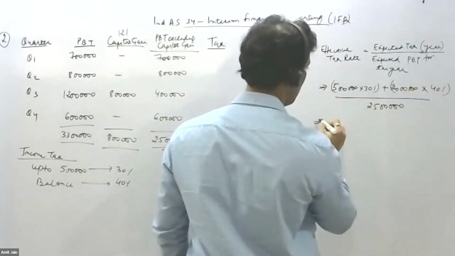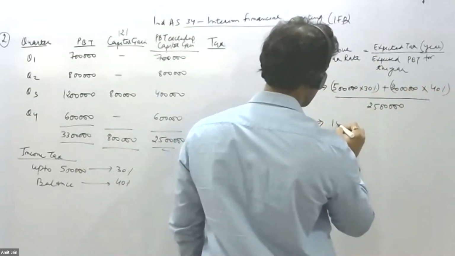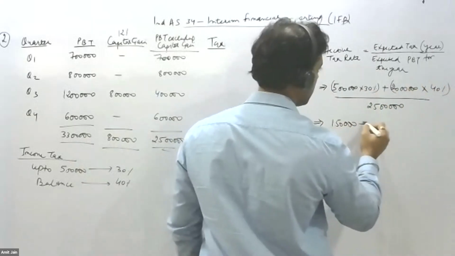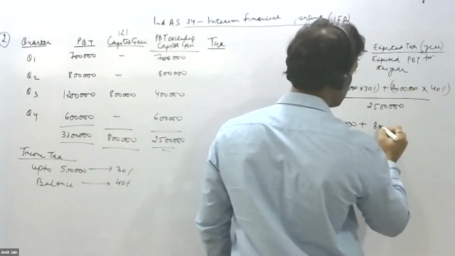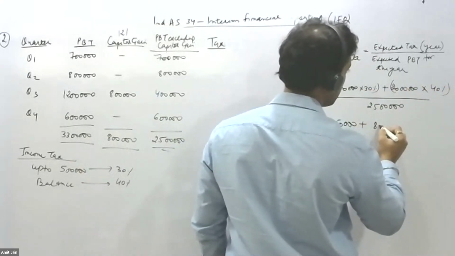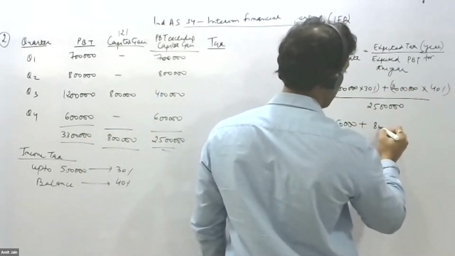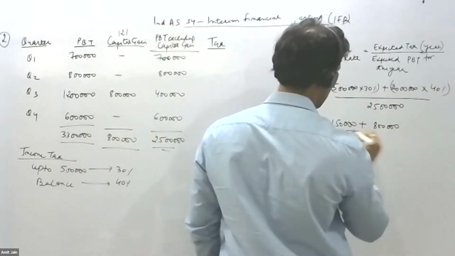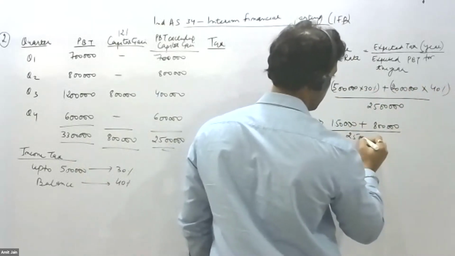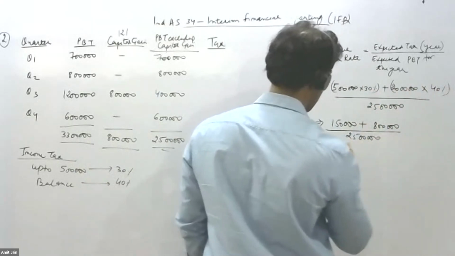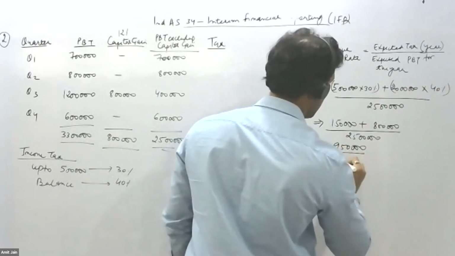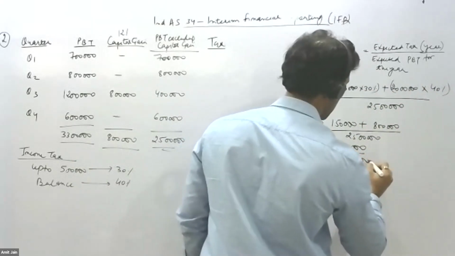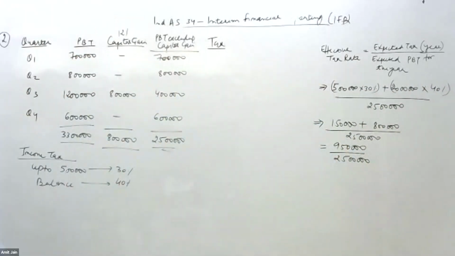Correct? Let's compute. This is 1,50,000. This is 40%. This is 20 lakh, 8 lakh rupees, right? Divided by 25 lakhs. That means 9,50,000 divided by 25 lakh rupees. Now, can you guys compute what is the percentage?